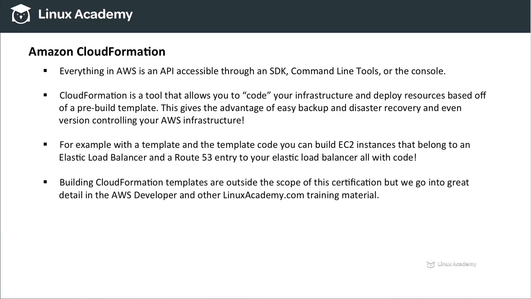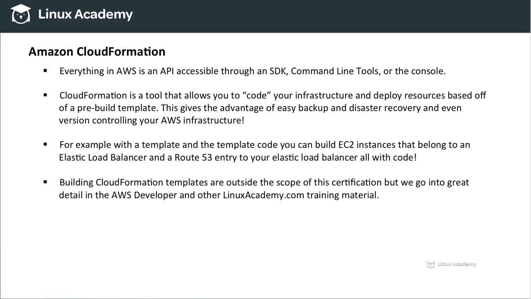So what does that do for us? Well, it allows us to take our environment and create an entire backup of it just by a piece of code. So this gives the advantage of easy backup and disaster recovery, and also allows us to version control our AWS infrastructure. Because it's code, we can store it inside of a Git repository and have different versions of that infrastructure.